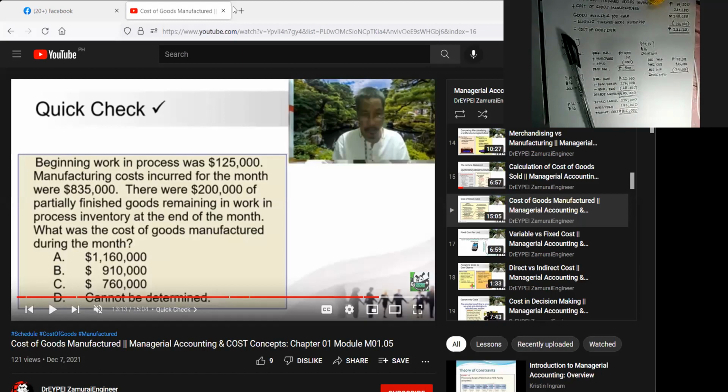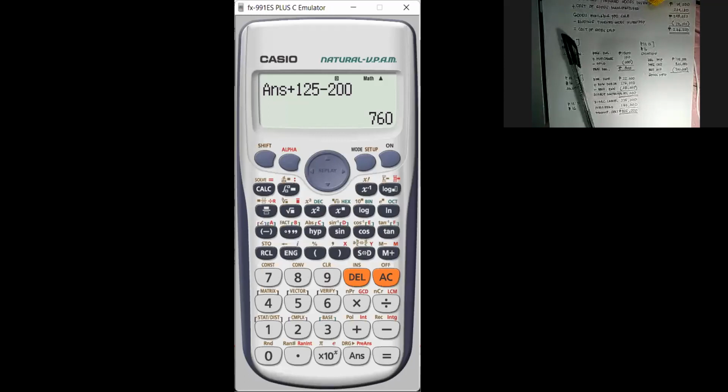760 po. So 125 plus 835 minus 200. That is the 760 po. 760,000. Okay, ano daw? 760,000 po. Asan yung calculator? Pakita ko lang, calculator. 700 something daw, okay?